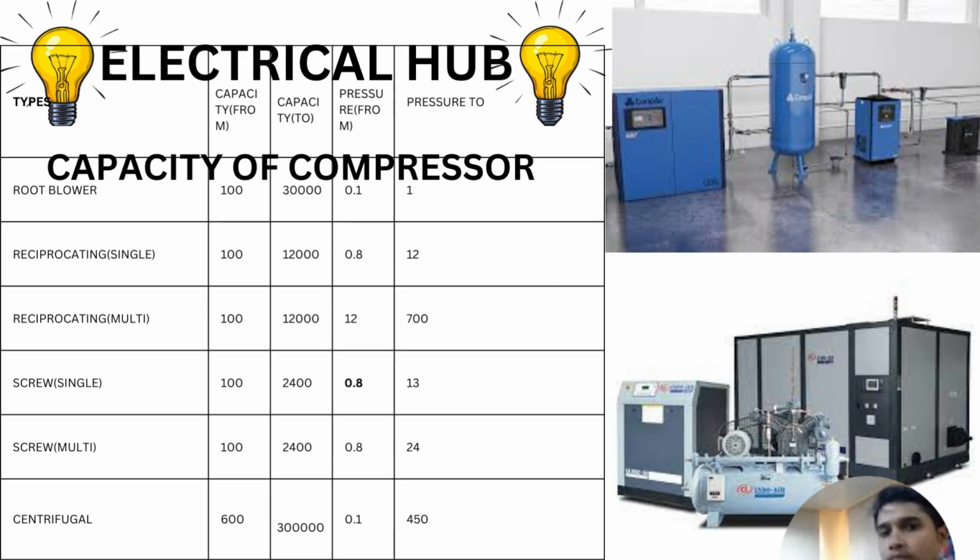The screw compressors of single stage are of the range 0.8 to 13 kg of pressure, while the multiple stage have pressure up to 24 kg, and centrifugal compressors have a wide range of pressures depending upon the requirement.